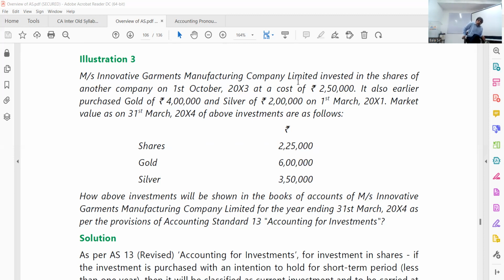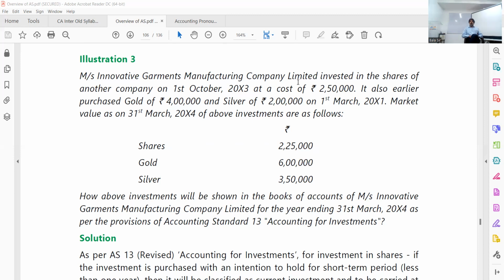Now tell me, will you show this investment in the balance sheet on 31/3/20x4 at 2,50,000 or 2,25,000? You have been holding it for 6 months so far. No, you should first ask a question: are these current or long term? Even gold can be sold, silver can be sold. So what?